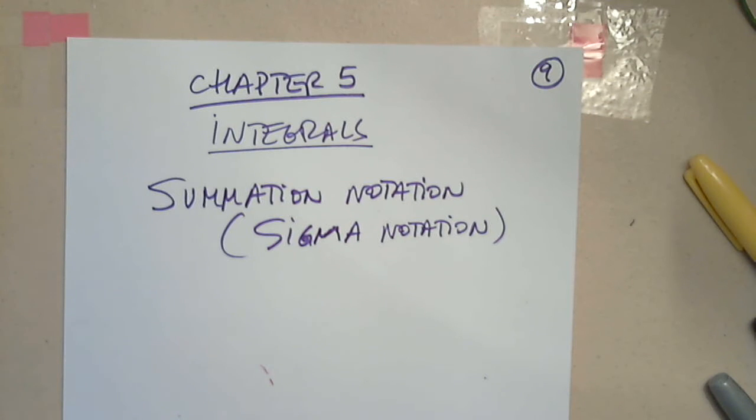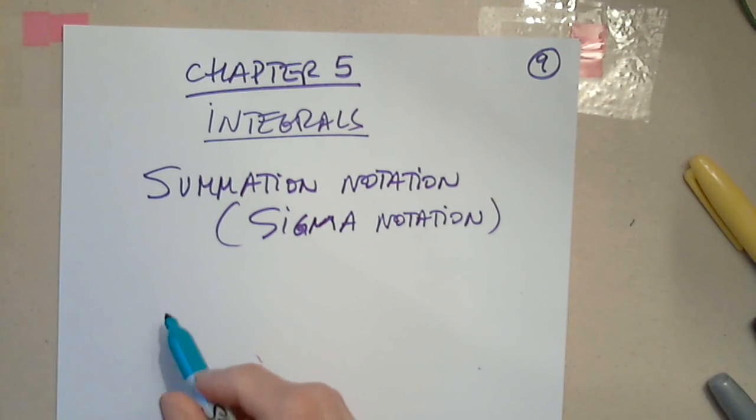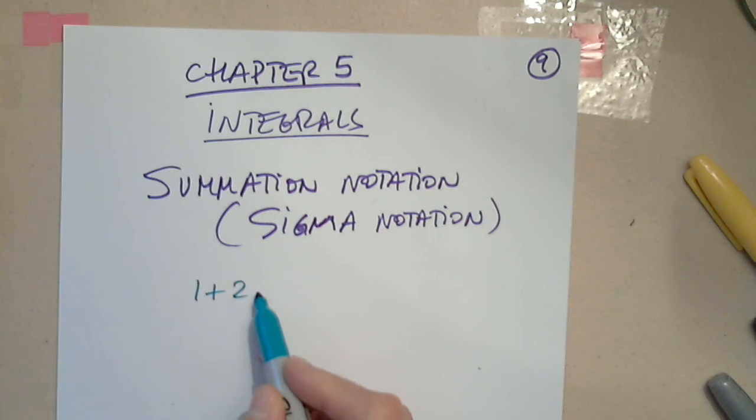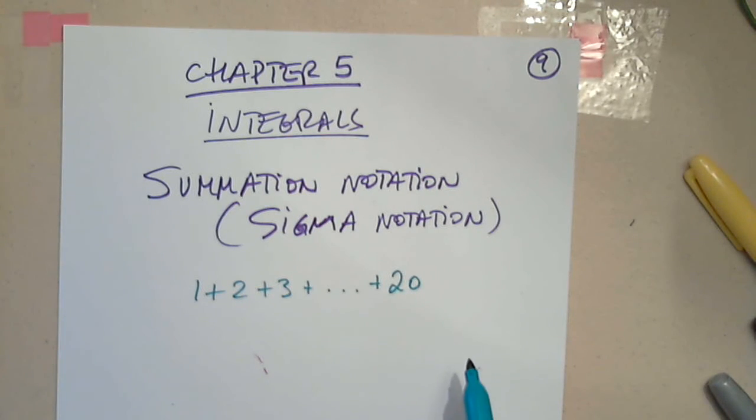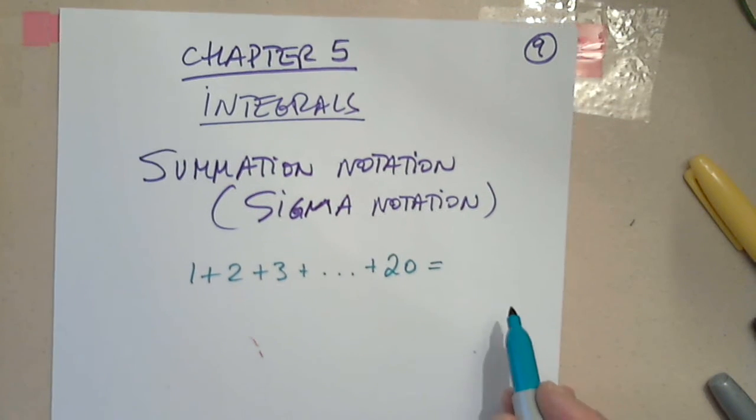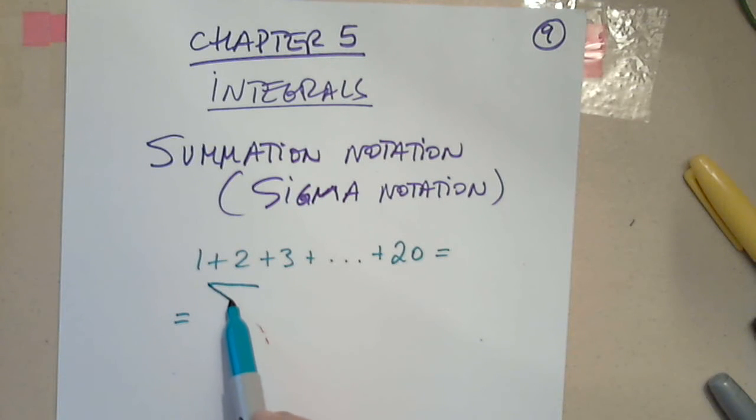Okay, so let's suppose we want to add numbers 1, 2, 3, dots, till 20. I'm not going to list all of them. I am going to use a notation to condense all this very nicely. So for the first index, the first number is 1. For the second index, I have 2. For the third index, I have 3. And you can say, what are you talking about, index? In a moment, I'll explain.